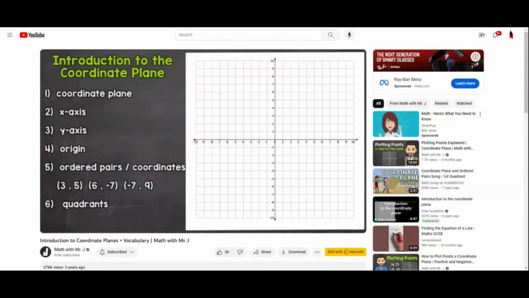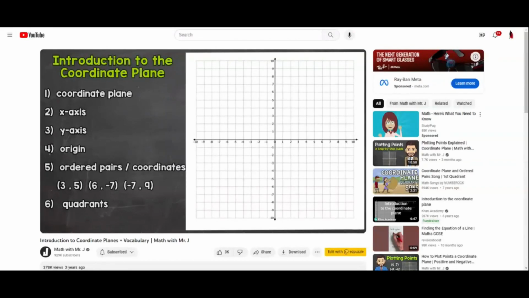So this video is going to be an introduction to coordinate planes. We're going to cover some very important vocabulary words and concepts when it comes to coordinate planes. And as you can see on the left-hand side of your screen, we have 6 numbers there, followed by important vocab words and concepts. So that's what we're going to cover in this video. And on the right-hand side of your screen, we have a coordinate plane that we're going to use to show examples of these and where these things are on the coordinate plane.